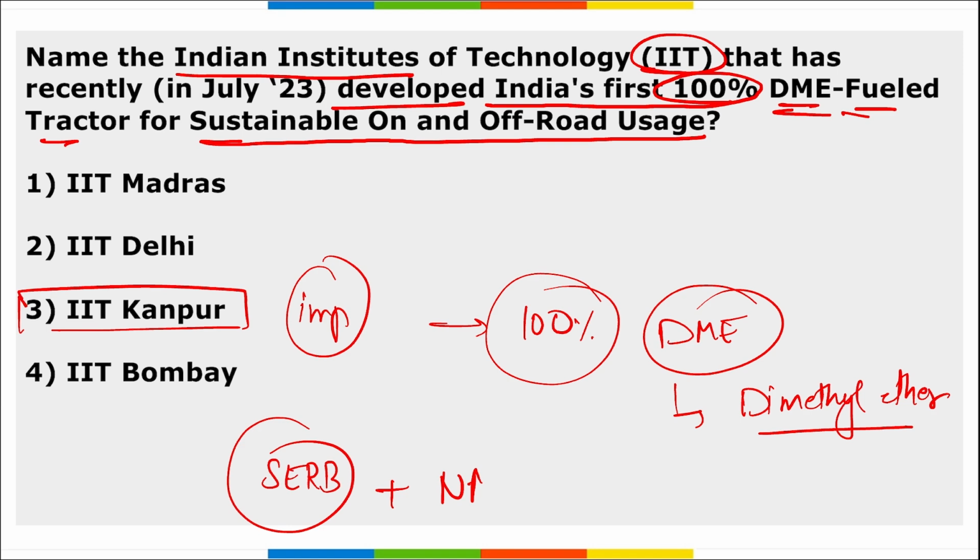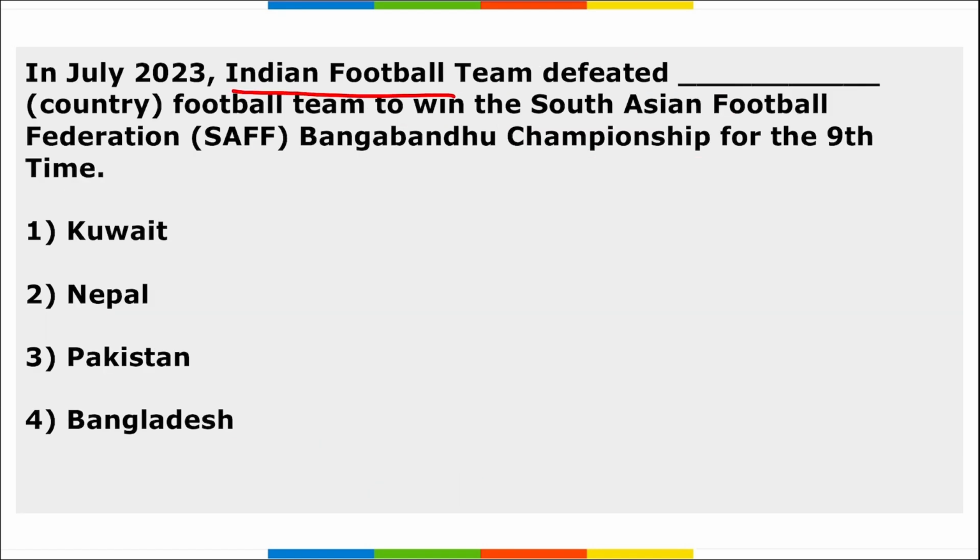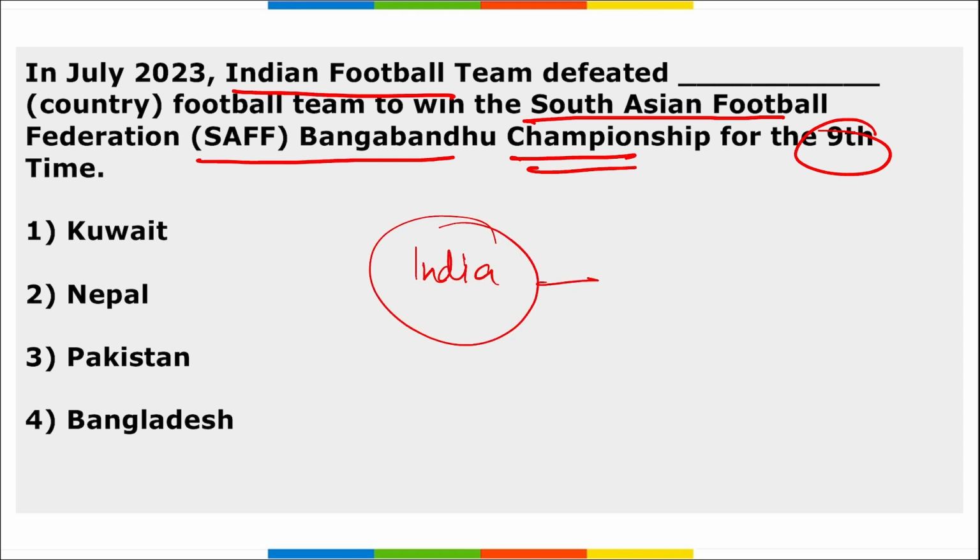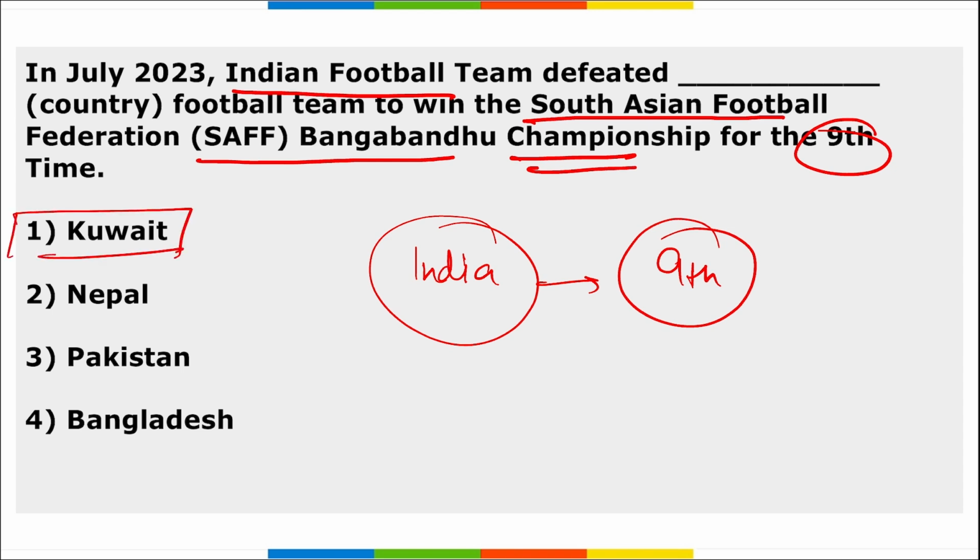Next, the Indian football team defeated Kuwait to win the South Asian Football Federation Bangabandhu Championship for the ninth time. So first remember it was the Indian football team. They have won this Bangabandhu championship for the ninth time, and India defeated Kuwait in the finals. Also remember the Indian football team is known by the name Blue Tigers.